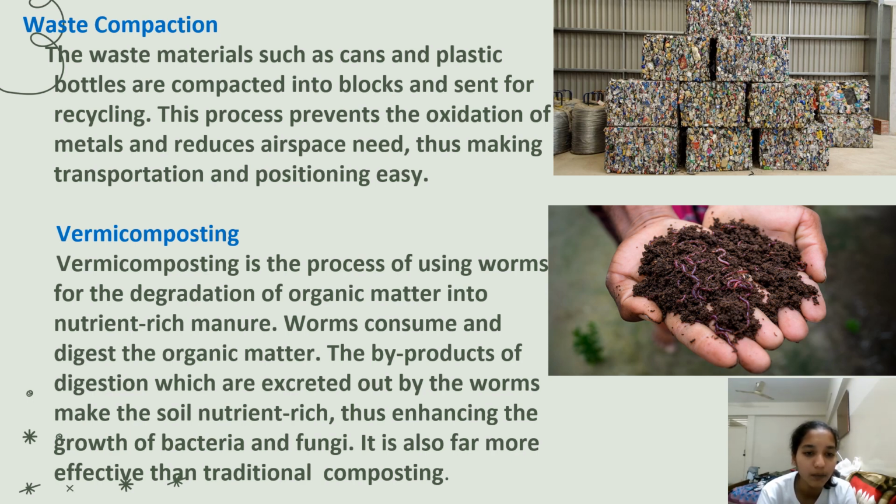Vermicomposting. Vermicomposting is the process of using worms for degradation of organic matter into nutrient-rich manure. Worms consume and digest the organic matter. The byproduct of digestion, which is excreted by the worms, makes the soil nutrient-rich, thus enhancing the growth of bacteria and fungi. It is also far more effective than traditional composting.